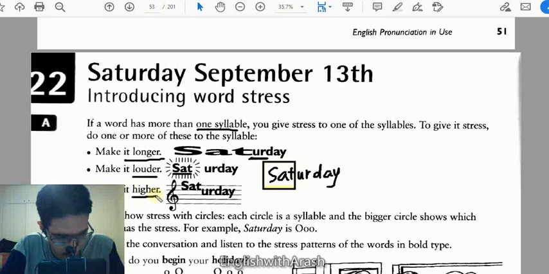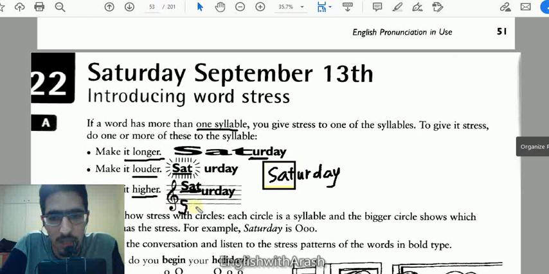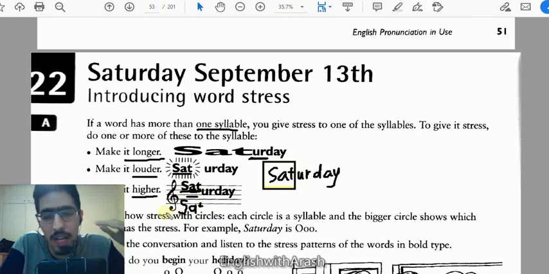Mahsa says, can the stress of a word change in a sentence? Yeah, it can, and we will talk about it in this lesson. Higher pitch means I just say it higher. If you know music, the note just goes up. For example, I'm going to say "Saturday" in some different ways. If I put the stress here, it sounds like this. If I put it here, it sounds like this. I'm not saying it louder, I'm just saying it at a higher pitch. So this is the third way.